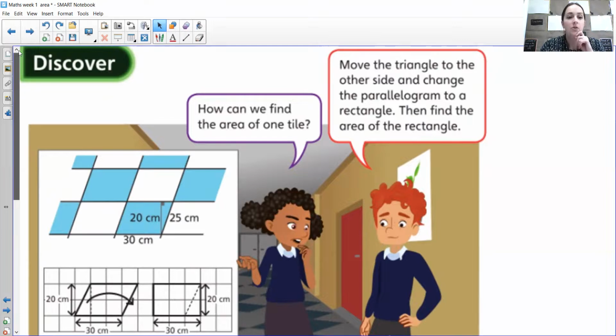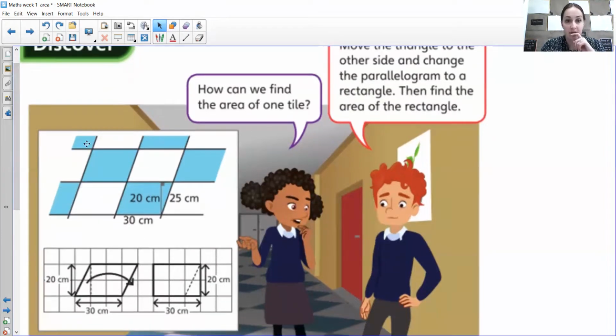Okay. Here is another diagram for us, which I'll zoom into in a moment so you can see a little bit better. So they've measured these parallelograms. They've measured that the length is 30 centimetres. They've measured that this side here is 25 centimetres, and they've measured from the top to the bottom, which we call the perpendicular height, because since it's perpendicular, it meets at a right angle. You want to write that one down as well.